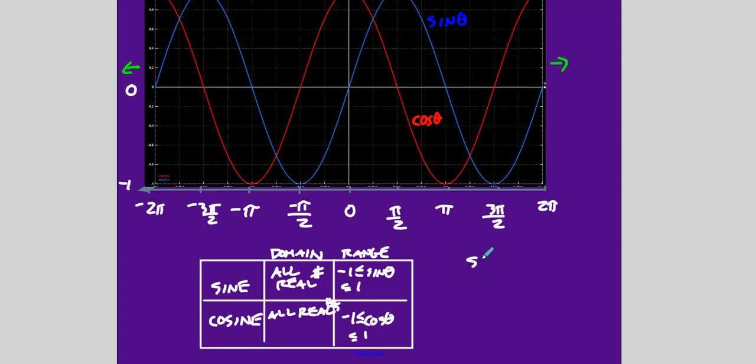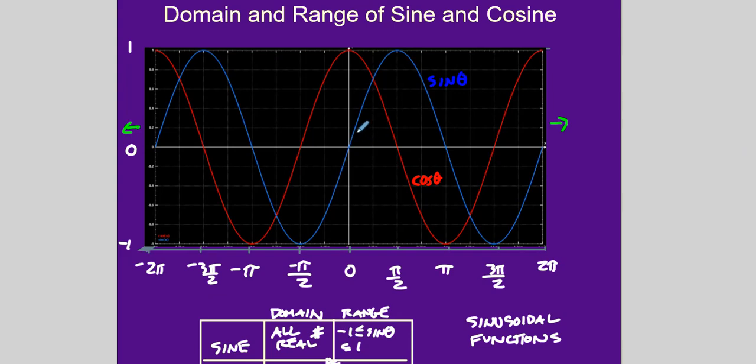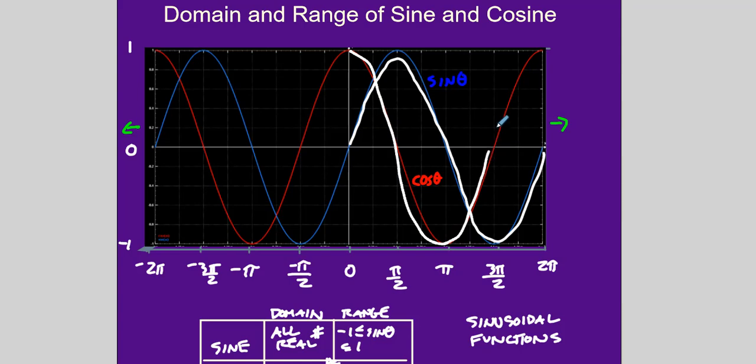Sine and cosine are called sinusoidal functions because they're also periodic. They repeat themselves. And notice that sine and cosine both make a complete cycle in 2 pi. So we say the period is 2 pi. Cosine also does a cycle in 2 pi. So again, they're called periodic functions and their period is 2 pi.